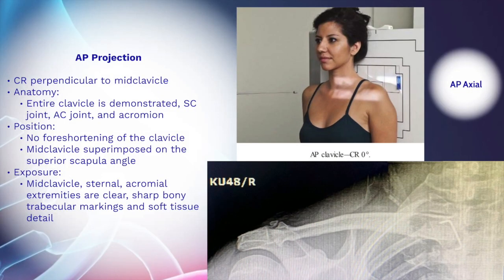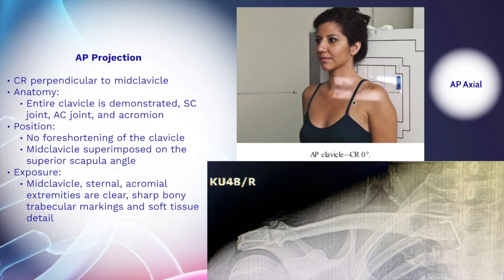For the AP projection, you want to make sure that the CR is perpendicular to the mid-clavicle. The entire clavicle is demonstrated, showing the SC joint, AC joint, and acromion. For the position, no foreshortening of the clavicle. Mid-clavicle is superimposed on the superior scapular angle.